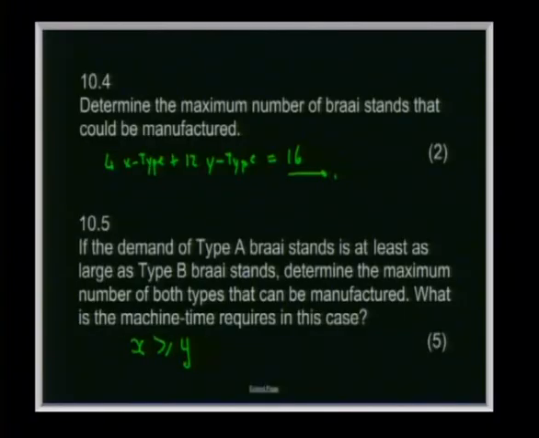Determine the maximum number of both types. So all we're doing is we're doing 10.4 again, but with a different feasible region. Back up to the graph.